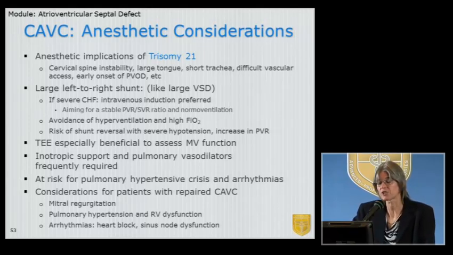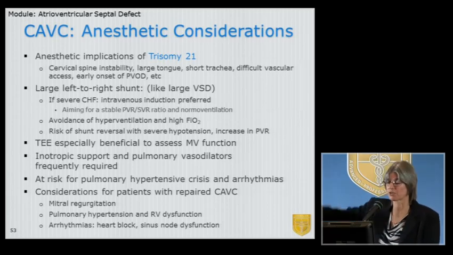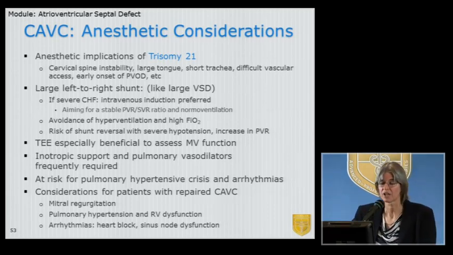So if you have severe congestive heart failure, it's preferable to do an intravenous induction, once again aiming for a really stable PVR-SVR ratio, and once again avoid hyperventilation and high FiO2. Restrain yourself, normoventilate them. The same thing happens like in a big VSD. If you all of a sudden increase your PVR or you're severely hypotensive because you cranked up the sevo to 8%, you risk the shunt reversal and all of a sudden you have a very deeply blue kid.